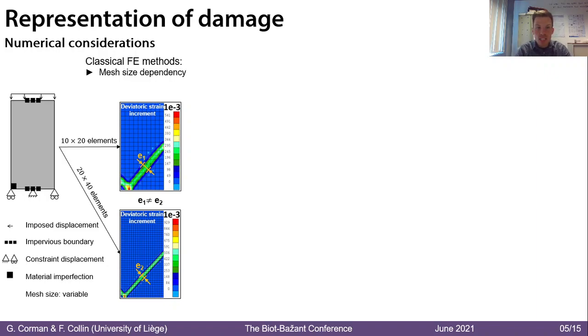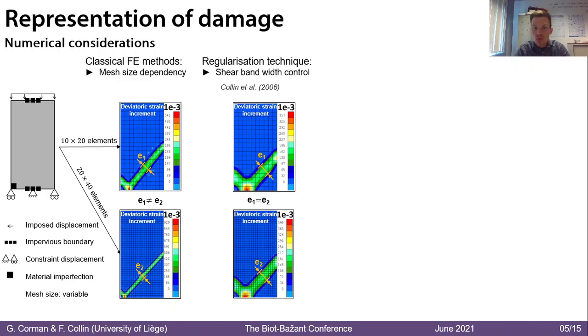shear band mode. In practice, we don't use classical finite element methods, which are dependent on the mesh, as is clearly visible on these results of 2 biaxial compression tests with 2 distinct meshes. Instead, we have recourse to specific regularization techniques that introduce an internal length into the model in order to avoid the pathological mesh dependency. This way, we can see that the shear bandwidth is controlled, no matter the mesh size.